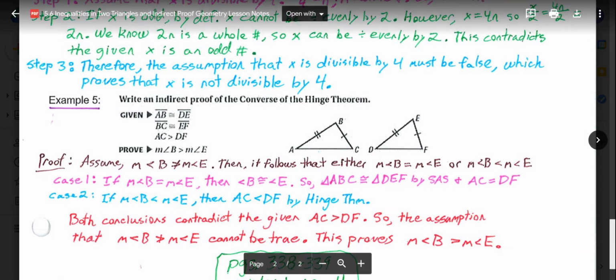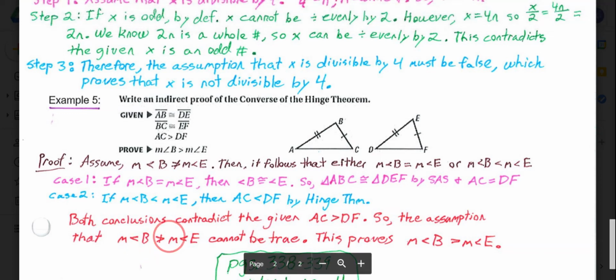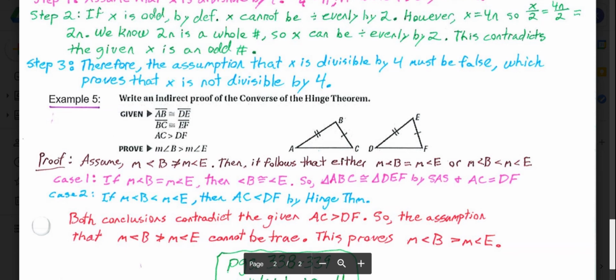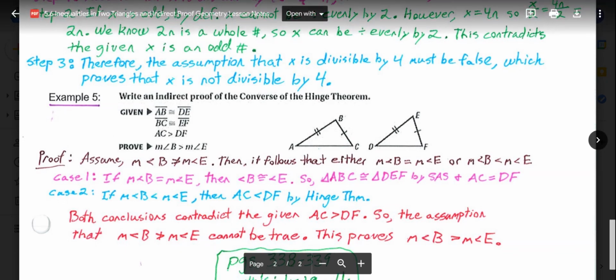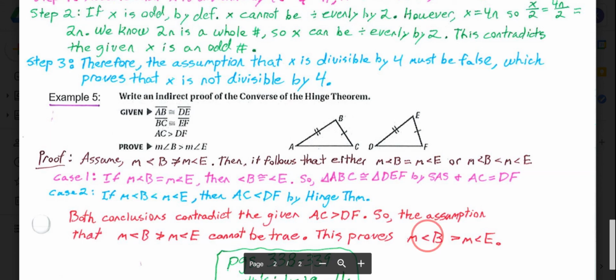So the assumption that the measure of angle B is not greater than the measure of angle E cannot be true. So this proves that the measure of angle B is greater than the measure of angle E.